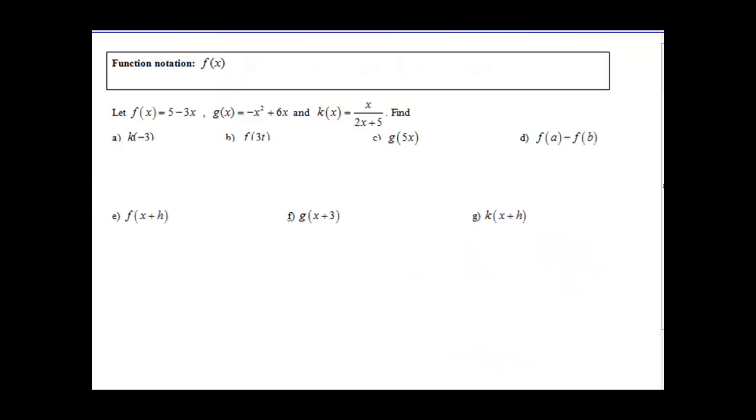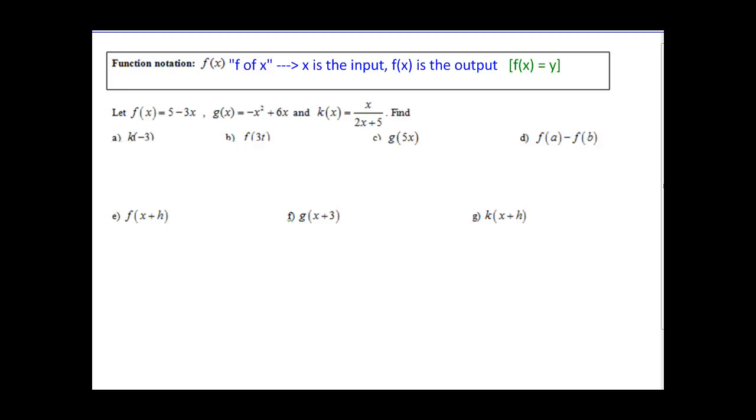So, function notation: f parentheses x parentheses. This is f of x. The x is the input, and f of x is the output, or the function of some x. So over here in the green, f of x is really equal to y. Our problems: let f of x equal 5 minus 3x, g of x is a different function, -x squared plus 6x, and k of x is x over 2x plus 5. We want to find each of the problems. So let's do a couple.